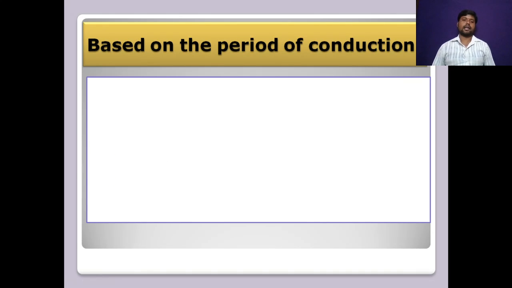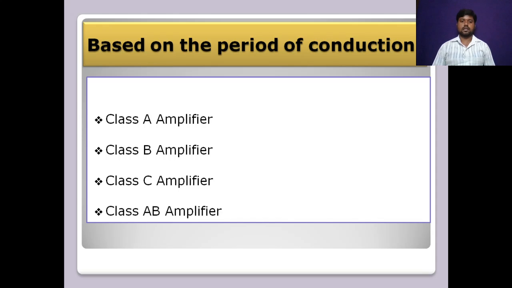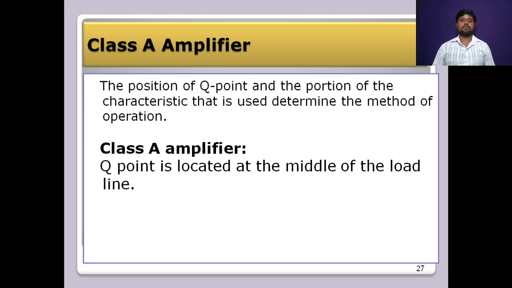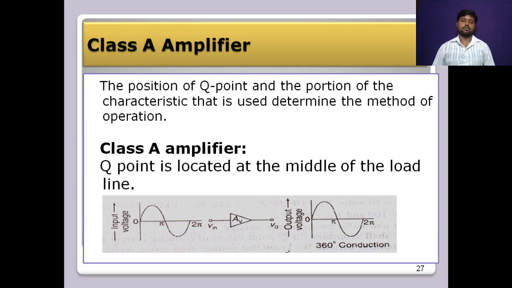Based on the period of conduction, the amplifiers are classified into class A amplifier, class B amplifier, class C amplifier, and class AB amplifier. Class A amplifier: the position of the Q point and the portion of the characteristic that is used determine the method of operation. See here, the Q point, here we are going to vary. In the class A amplifier, the Q point is located at the middle of the load line, so that we get a complete operation. The amplifier will work for the full cycle of the input signal. Here the diagram shows 360 degrees of conduction.